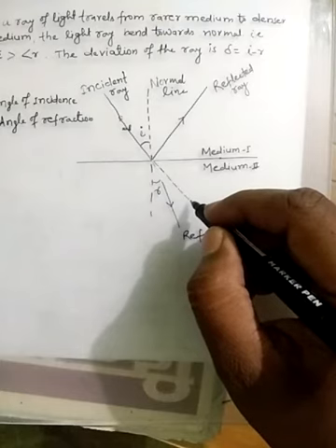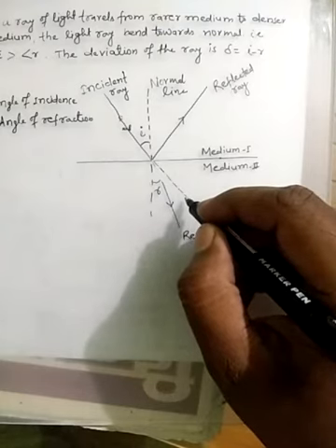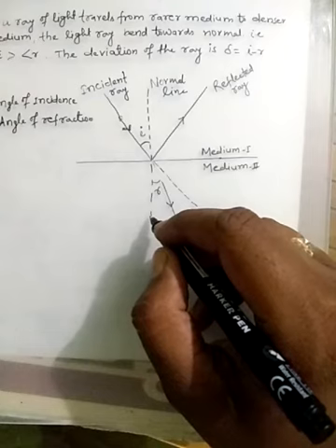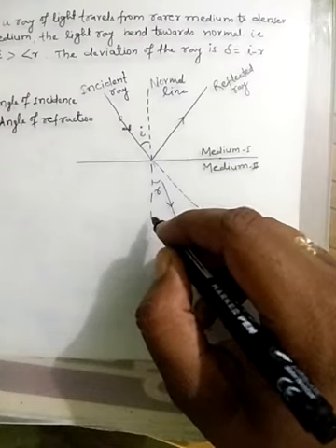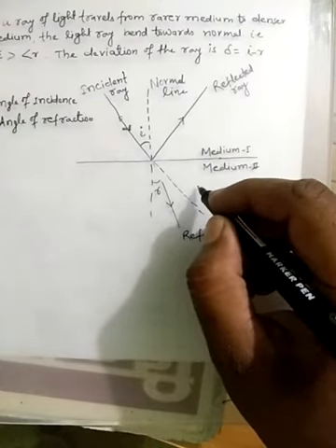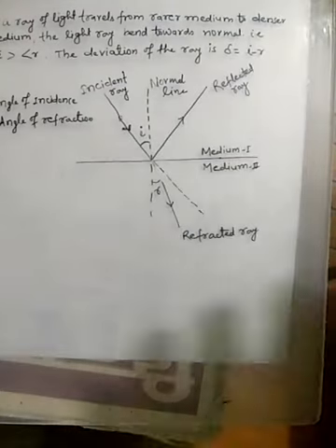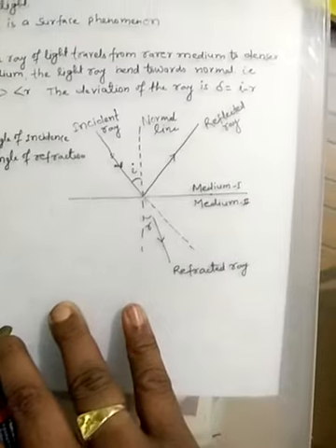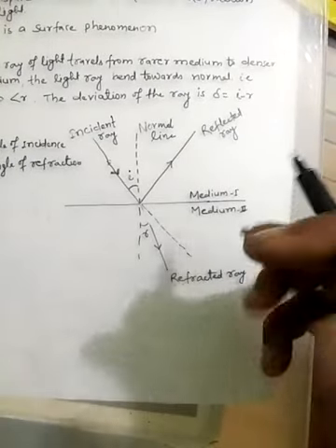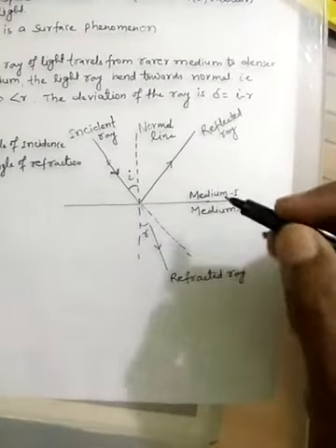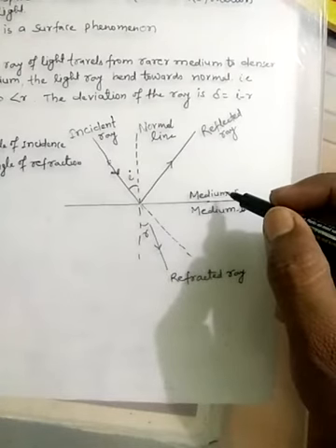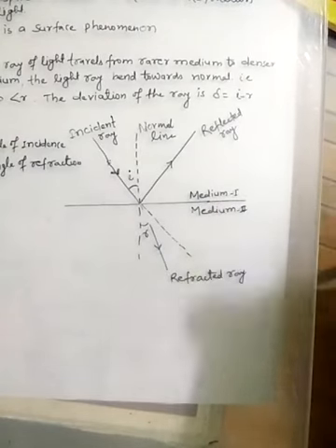from its normal path. It may be towards the normal or away from the normal. These are the two possibilities of changing the path of the light when it passes from one medium to another medium.